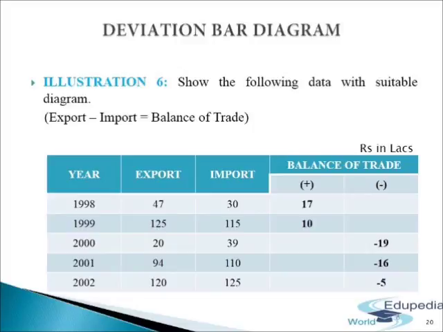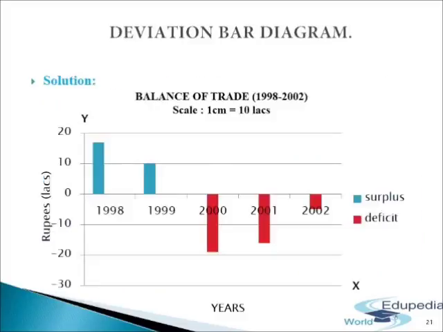As we can see, we have to make a deviation bar diagram with the help of the following data which is given in the table. Data of export, import and balance of trade is provided for the year 1998 to 2002. From the given data, we will make a deviation bar diagram. First, we will write the heading, that is balance of trade for the year 1998 to 2002. And scale for this particular diagram is 1 centimeter equals to 10 lakhs. On x-axis we have taken years and on y-axis we have taken rupees in lakhs.